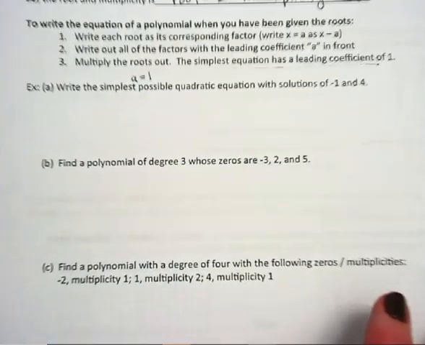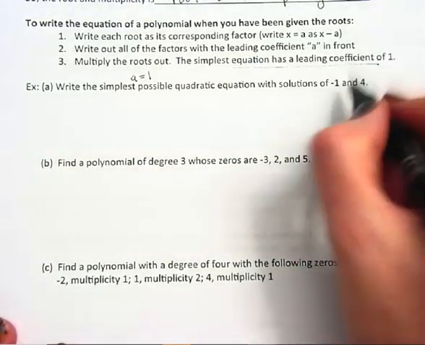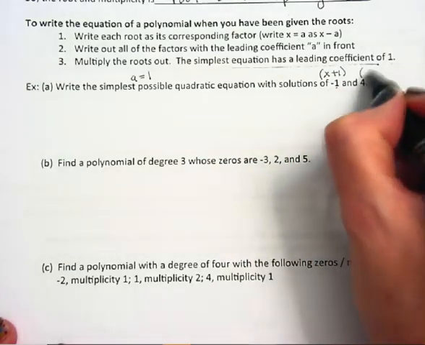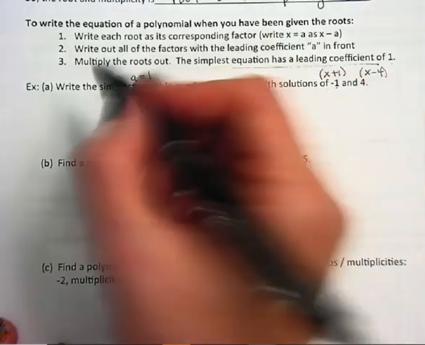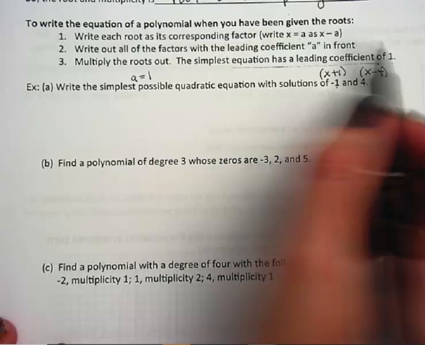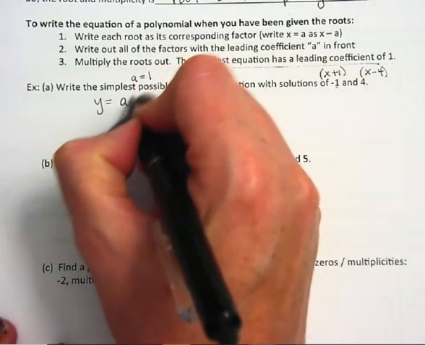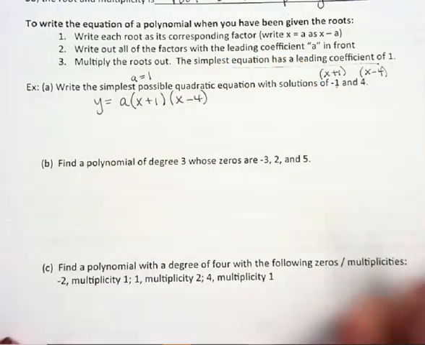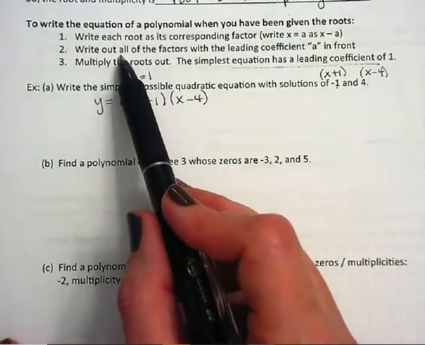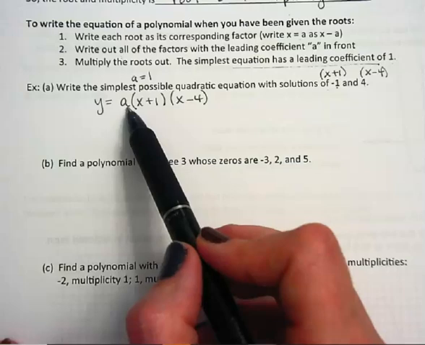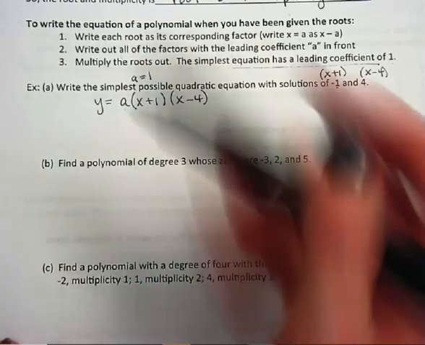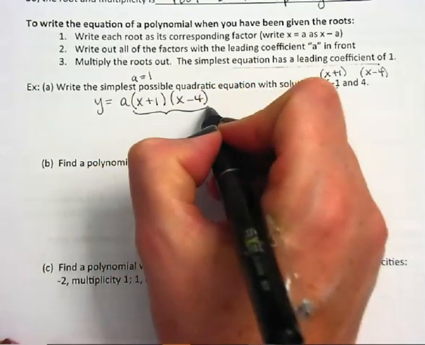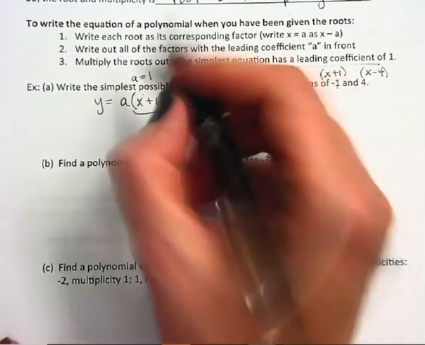So I'm given 2 solutions, -1 and 4. If -1 is a solution, that means its factored form was x plus 1. And if 4 is a solution, then its factored form was x minus 4. So step 1, write each root as its corresponding factor. And then write out all the factors with a leading coefficient of a in front, so I have that. And then multiply the roots out. I think that should probably say factors, but that means foiling this situation or thinking of it as a repeated distributive property.